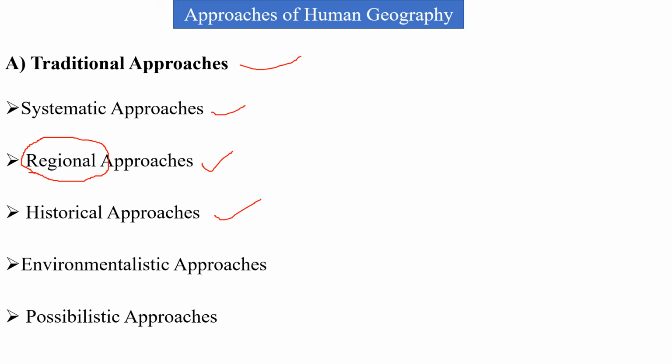Then the third important approach used for human geography is the historical approach. Everybody knows that according to Aristotle, all history is associated with geography and all geography is concerned with history. Similarly, when many things are to be investigated in human geography, we have to study the historical background of any particular phenomenon.